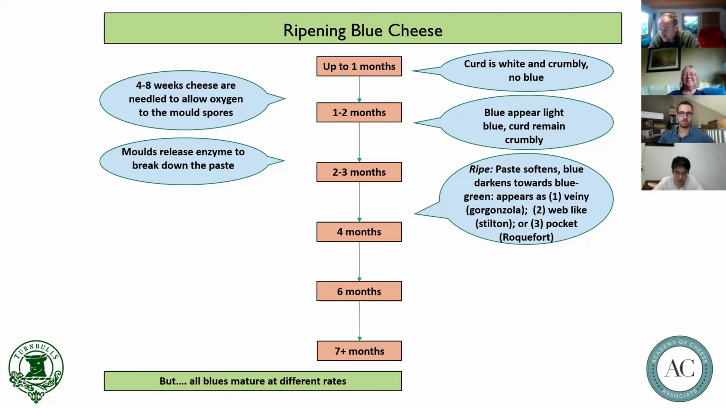Webs like Stilton, we looked at the one earlier. It's like a smattering. The curds are closed together. There are no gaps. The blue has made its way between the curds. Tends to be crumbly cheeses that do this. So it's like it's painted on.